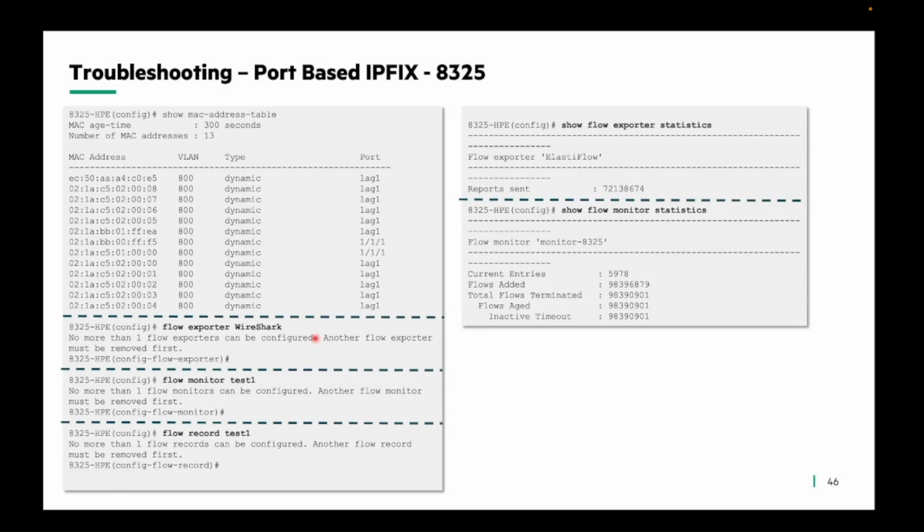Troubleshooting port-based IPFIX on 8325, mostly the same commands. Won't get into this more. Just to highlight that if I try to configure more than one flow exporter, you get this error. Try to configure more than one flow monitor, one record, you get these errors. Show flow exporter statistics command remains the same, and you can use that here. Commands remain the same.